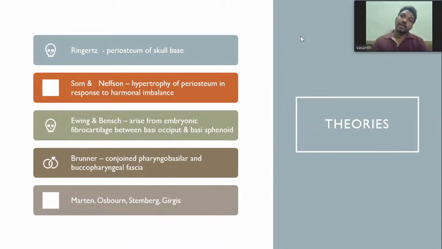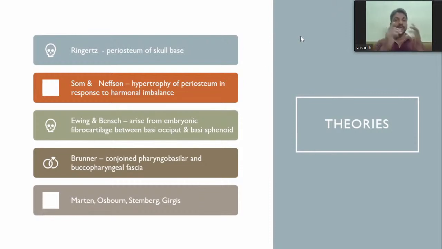So the etiology is given by various theories of juvenile nasopharyngeal angiofibroma. The Ringer's theory, where the origin is said to be the periosteum of the skull base. The Sohm and Nepson theory, where it is stated that the hypertrophy of the periosteum in response to the hormonal imbalance develops as an angiofibroma. And Ewing and Ben said it arises from the embryonic fibrocartilage between the basiocciput and the basisphenoid. So there were various theories.